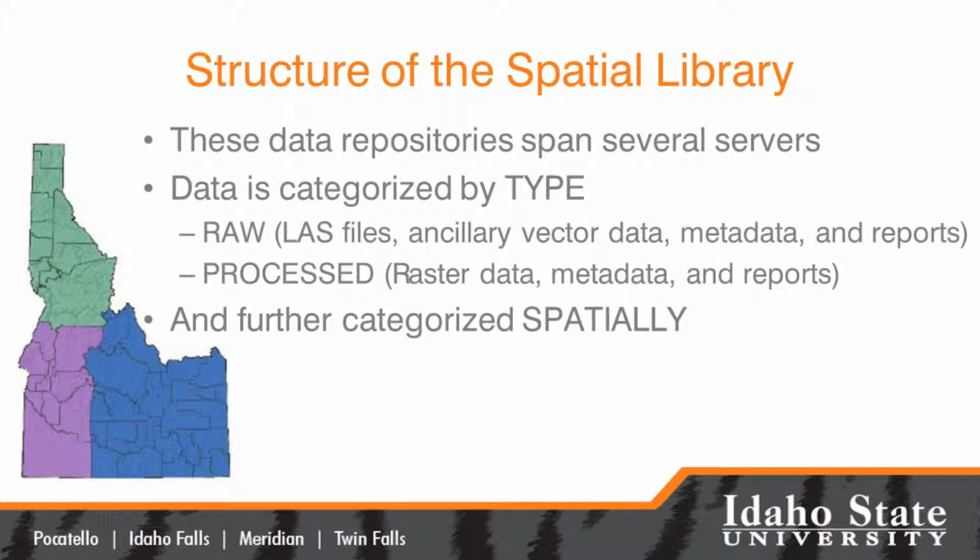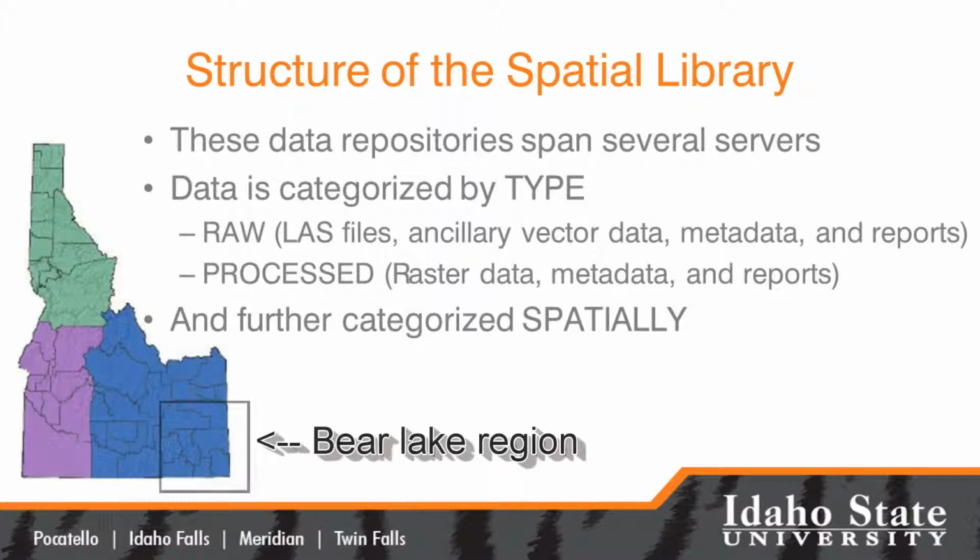And then all the data is further categorized spatially. As you can see in this graphic here, the dark blue area is the spatial region we simply call Eastern. The purple we call Western Idaho, and all the green is in Northern Idaho. So it's pretty easy to figure out, okay, my Bear Lake is right over here. I'm definitely going to be looking at the Eastern Idaho subdivision once I jump into either the raw or processed folders.